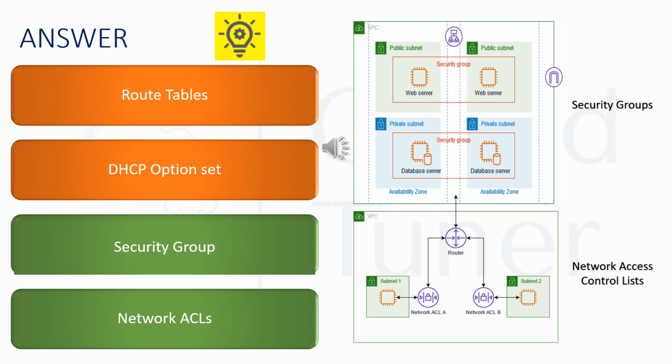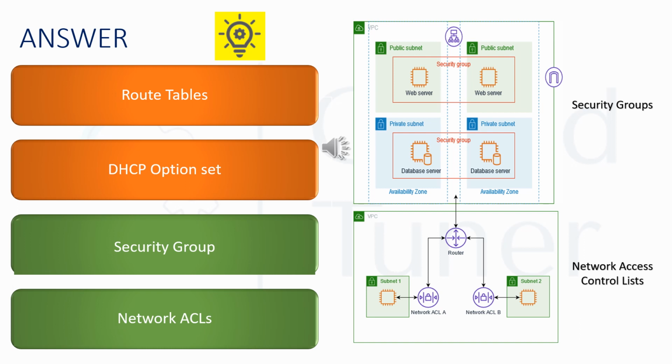The stateful nature of security groups provides a more straightforward and intuitive way to manage security rules, as you only need to define the rules for the incoming traffic, and AWS automatically takes care of allowing the associated outbound traffic for established connections.